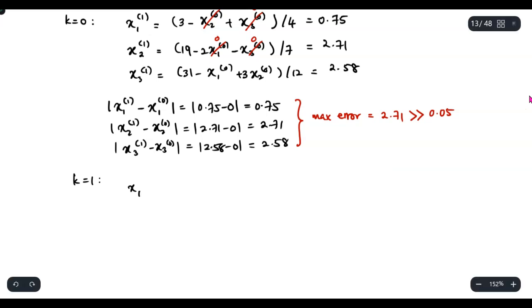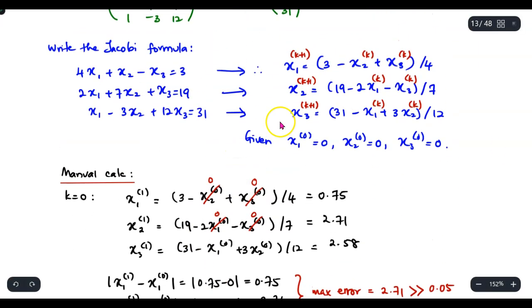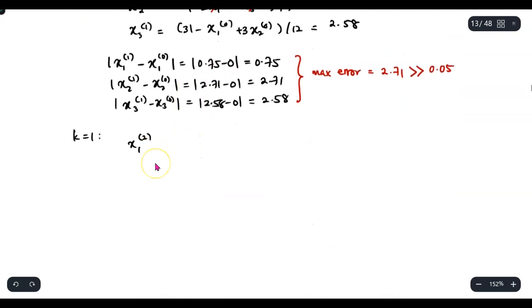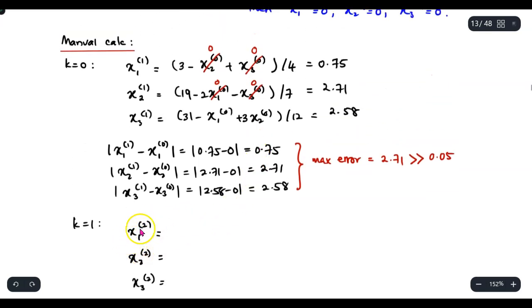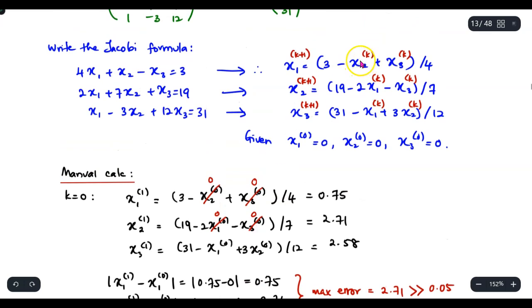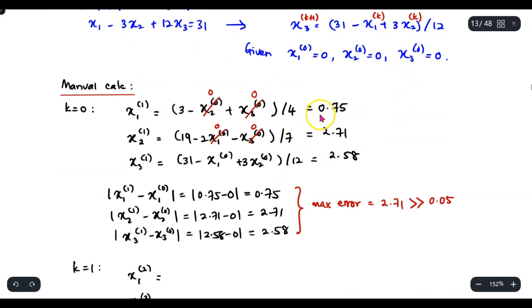You find x1, but now it is x1^(2), because you have here k plus 1. So currently you are at k equals 1. So at the left side you will have x1^(2), and then you find x2^(2), x3^(2). For example for the x1 here, when you plug in k equals 1, here you have x2^(1), and here you have x3^(1). So those values, the values of x2^(1) and x3^(1), come from the previous iteration.